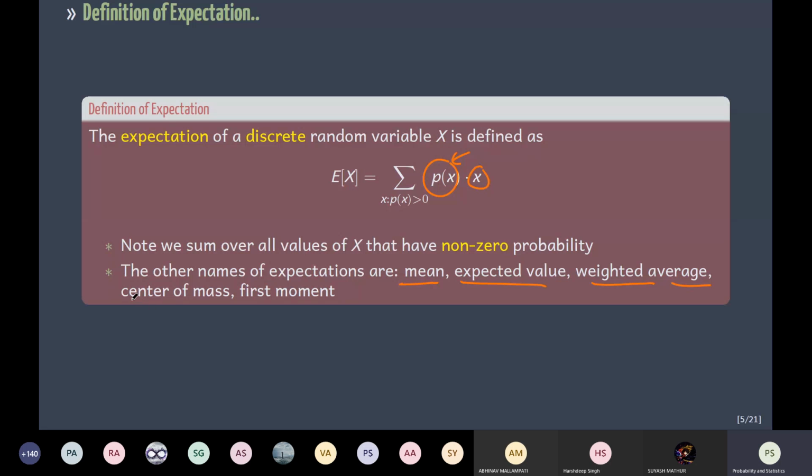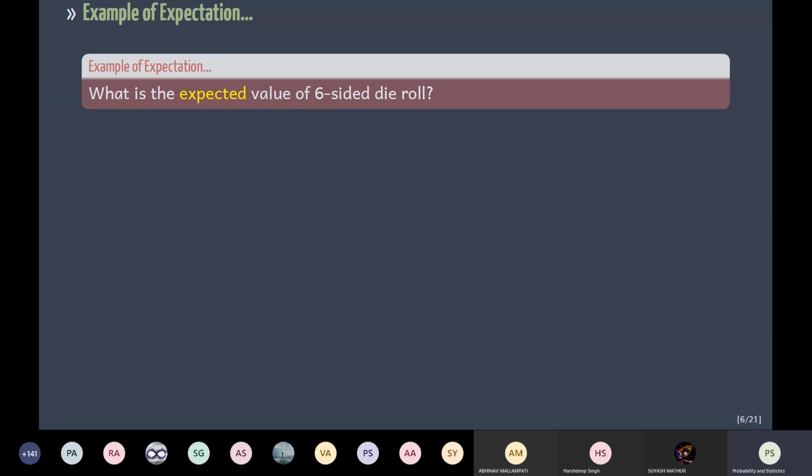And then center of mass, you can think of this as that, and you can also think of this as a first moment. This is a better way to remember it, because, as you can guess already, there could be a second moment, third moment, and so on. We will define more generally what moments are later, but I would like you to see these as moments: first moment, second moment, third moment, and so on. So let us see some examples of expectation.